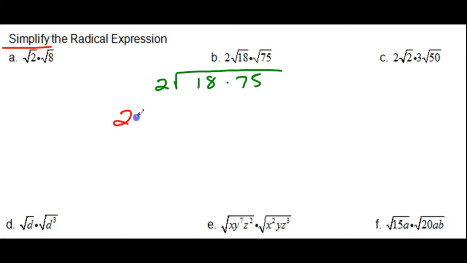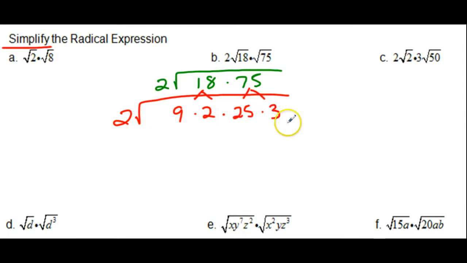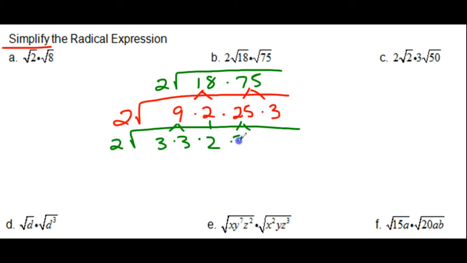I'm going to keep the 2 out here, and then I'm just going to write a big radical. Here, 9 times 2 gives you 18, so I'm going to break that down to 9 times 2. Here we have 25 times 3. This is all being multiplied. And let's break it down even more. I'm just going to keep switching colors. So this is 3 times 3. This is 2. This is 5 times 5. And then this is times 3.